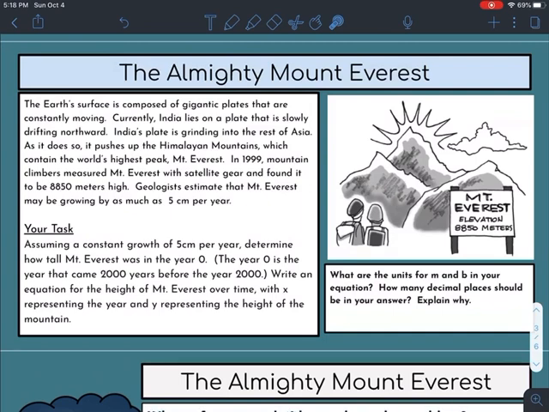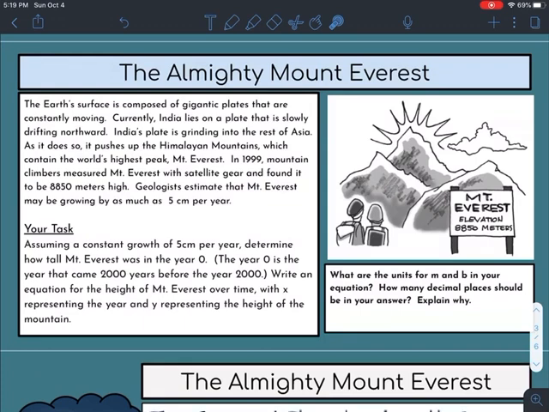The Earth's surface is composed of gigantic plates that are constantly moving. Currently, India lies on a plate that is slowly drifting northward. India's plate is grinding into the rest of Asia. As it does so, it pushes up the Himalaya Mountains, which contains the world's highest peak, Mount Everest. In 1999, mountain climbers measured Mount Everest with satellite gear and found it to be 8,850 meters high. Geologists estimate that Mount Everest may be growing as much as 5 centimeters per year.